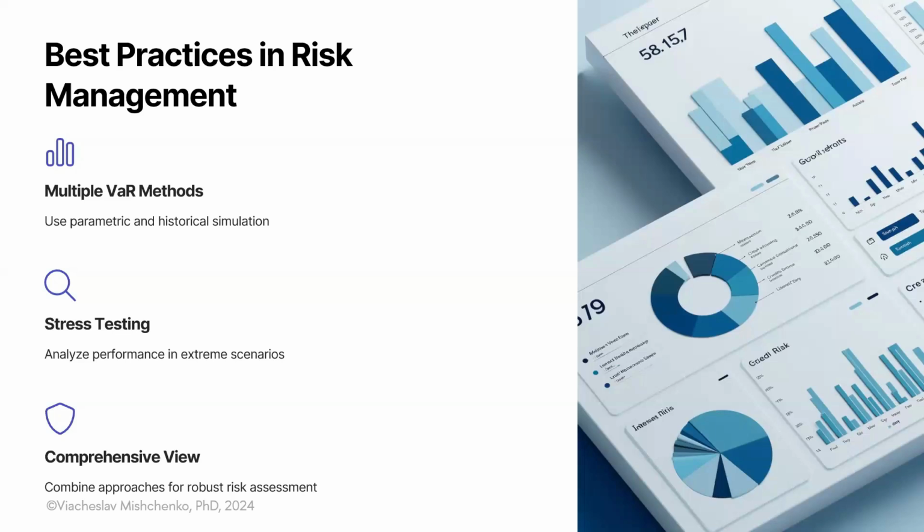And therefore, using multiple approaches really gives us a more robust view of risk. For example, if parametric and historical value at risk give similar results, it increases our confidence. And if they diverge significantly, it may prompt us to investigate why.